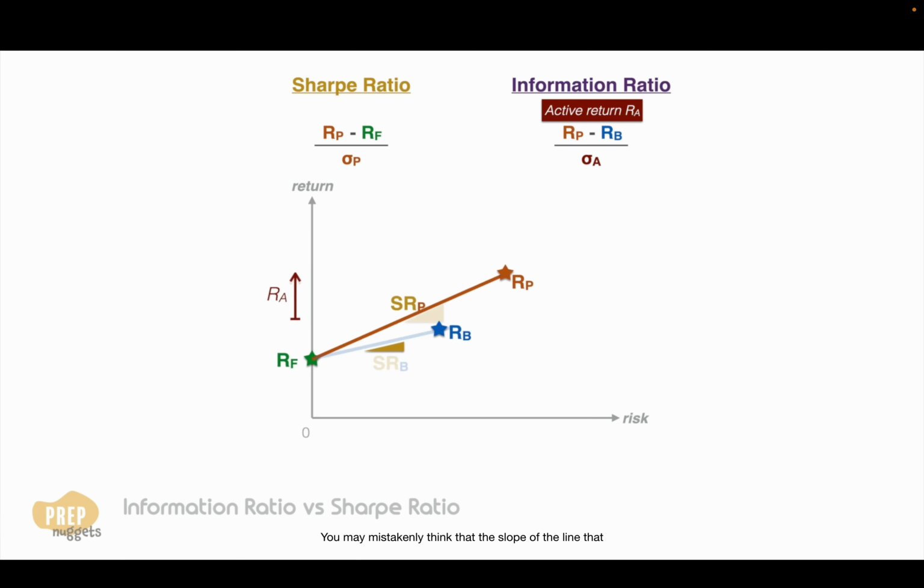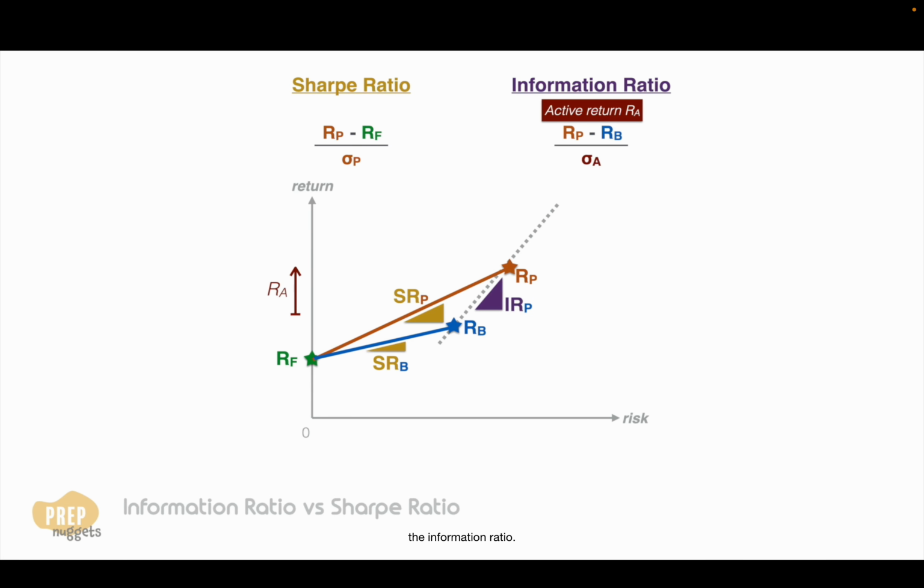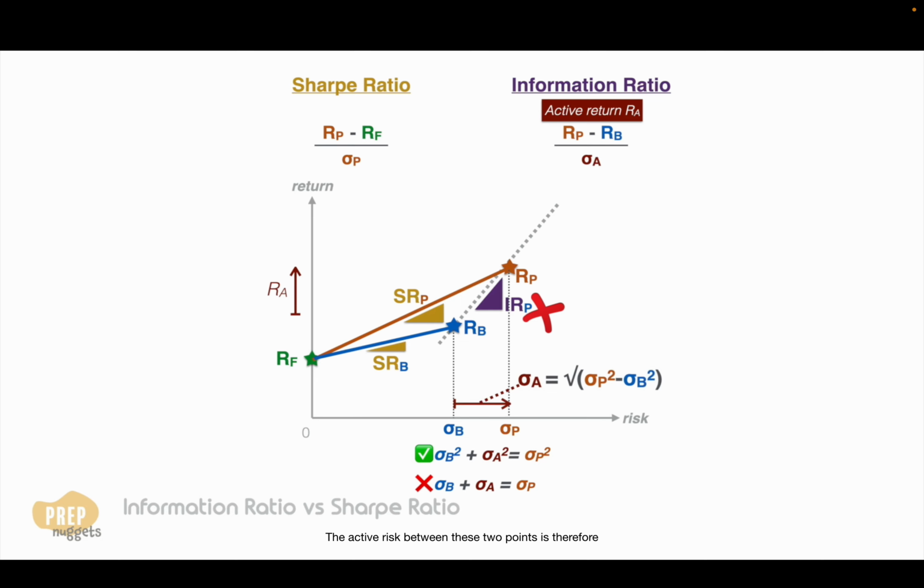You may mistakenly think that the slope of the line that connects the benchmark return to the portfolio return is the information ratio. This is not correct, as the portfolio risk is not the sum of the benchmark risk plus the active risk. It is the total variance of the portfolio that's equal to the sum of variance in benchmark portfolio and active variance. The active risk between these 2 points is therefore the square root of the difference. This means that the same IR that connects the 2 points is a curve.